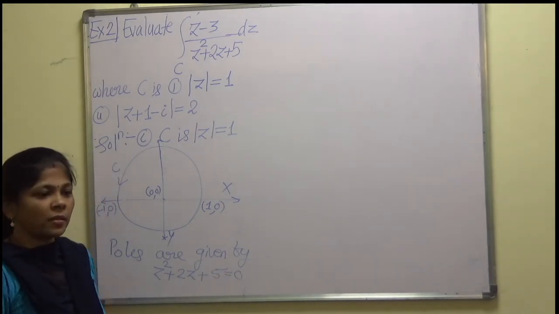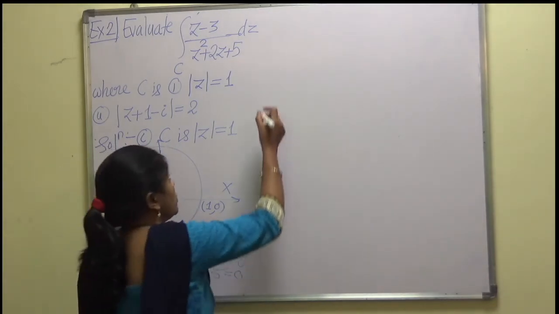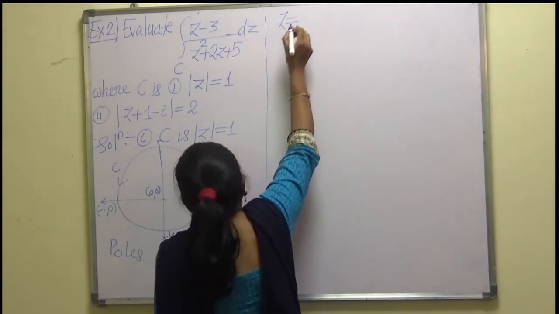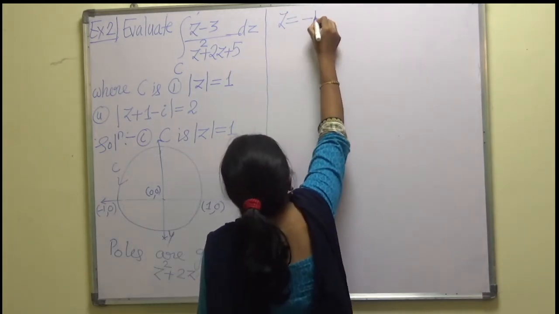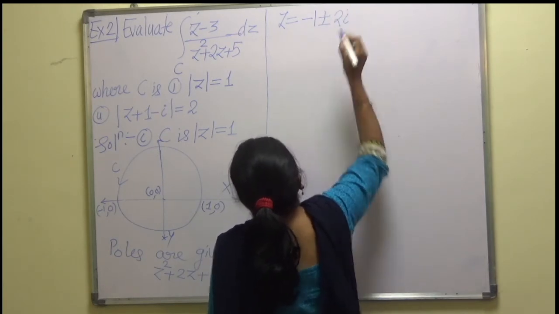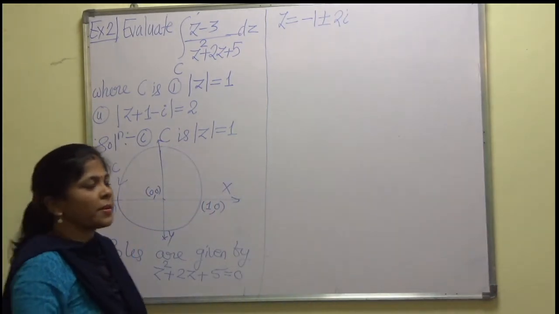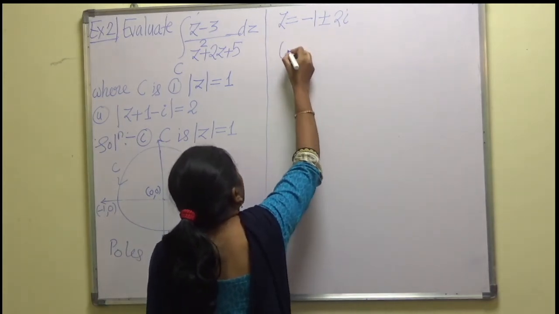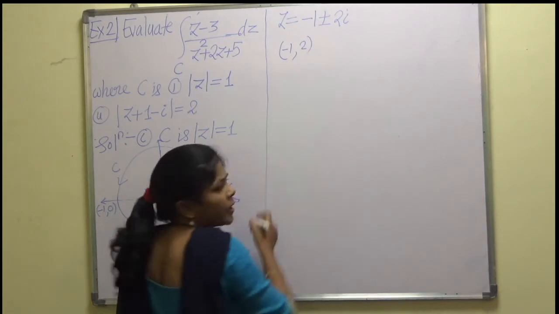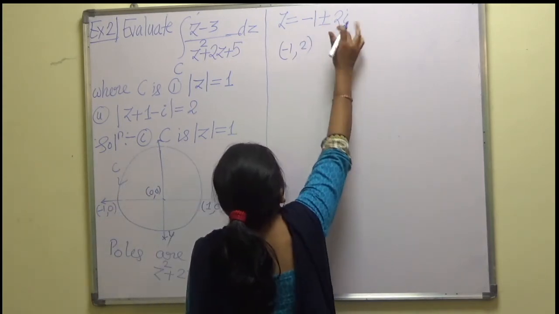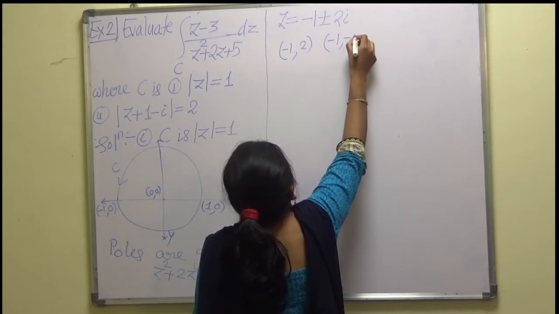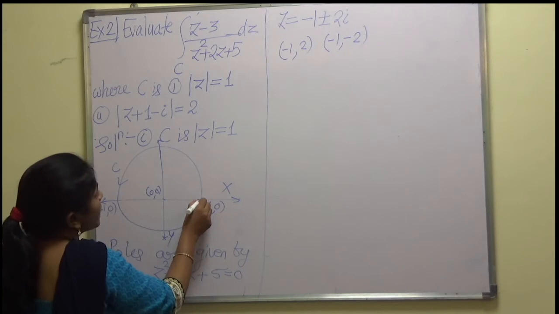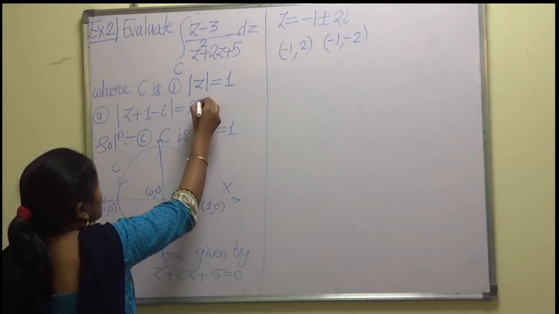You can use any method to solve this equation. So we get the values for z as z equal to minus 1 plus minus 2i. Now z equal to minus 1 plus 2i gives the x coordinate minus 1, y coordinate 2, and minus 1 minus 2i gives you the point minus 1, minus 2. Let us plot these points.